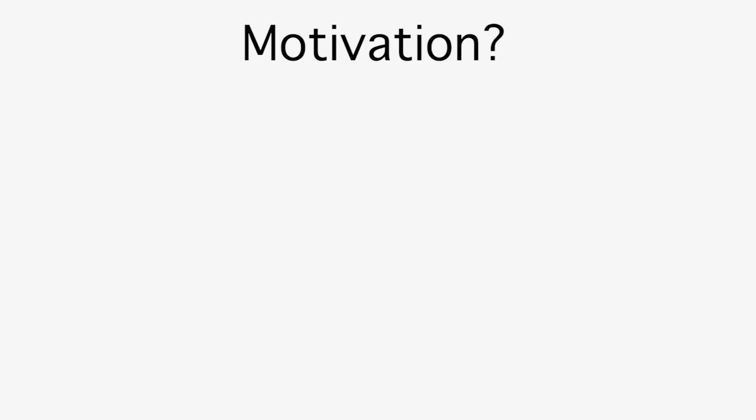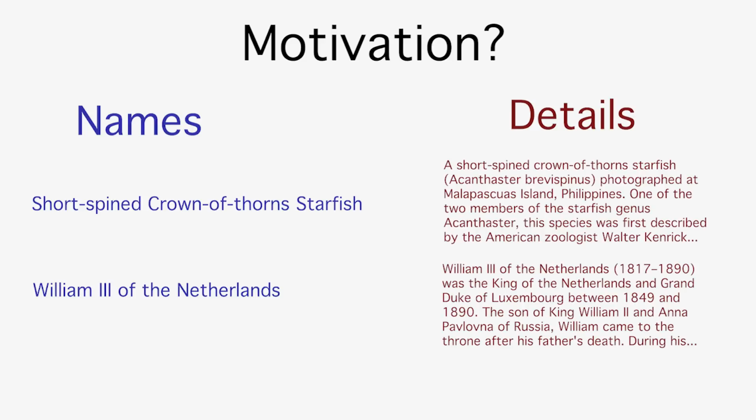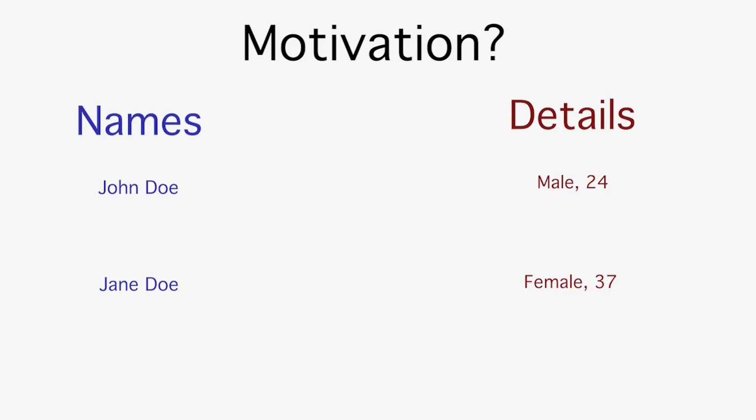Before we dive into what exactly hash tables are, let's first look at why we would want to invent such a thing. What exactly is the motivation for inventing a hash table? Turns out we have a lot of things that are structured like this, some names and some details related to these names. For example, all Wikipedia article titles and their contents, or a list of names corresponding to personal information. In hash table jargon, this is called a key-value pair.